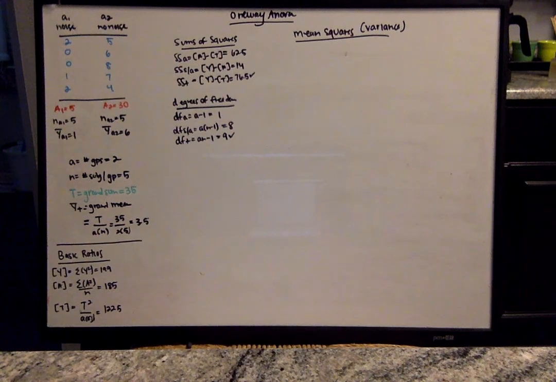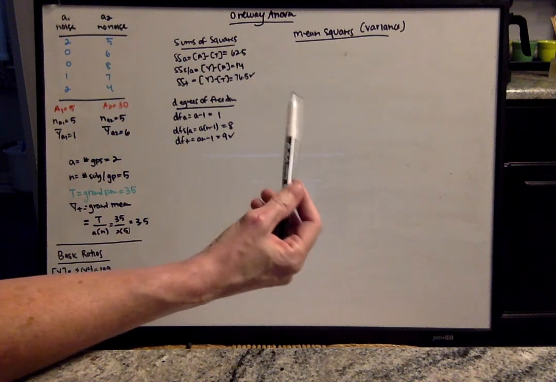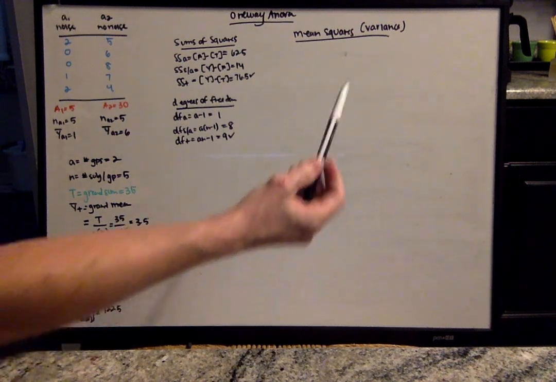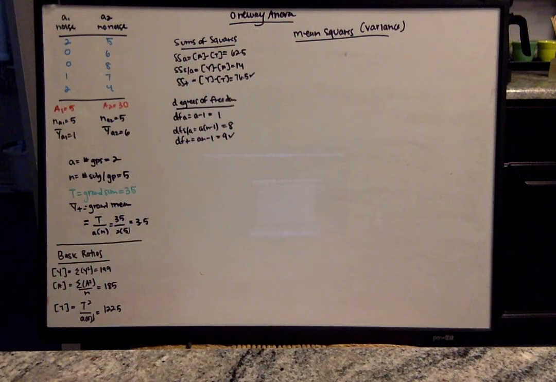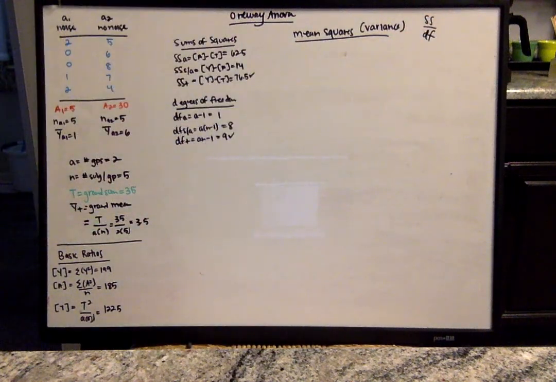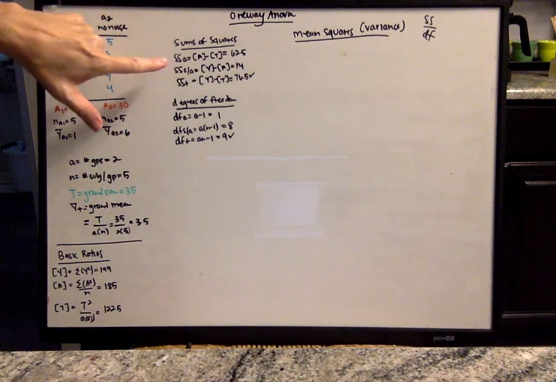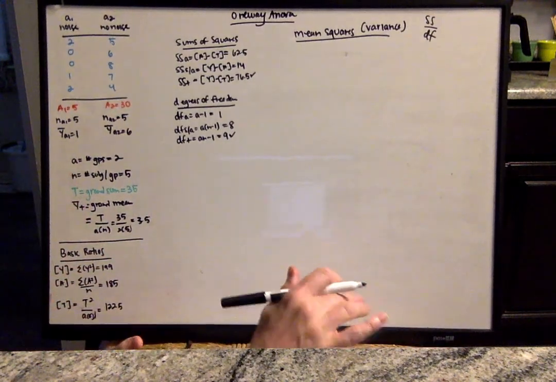In the ANOVA, the step after the degrees of freedom is what we call the mean square. That's the term we use to refer to variance. So the mean square is just a fancy way of referring to variance. And remember, the formula for variance is sum of squares divided by degrees of freedom. That's the general formula for variance. In the last video, we calculated some sums of squares and some degrees of freedom, so now we are going to calculate our variances.